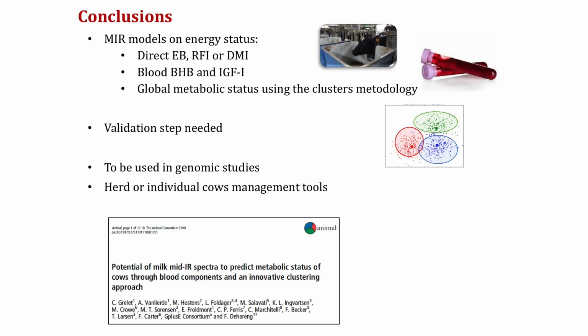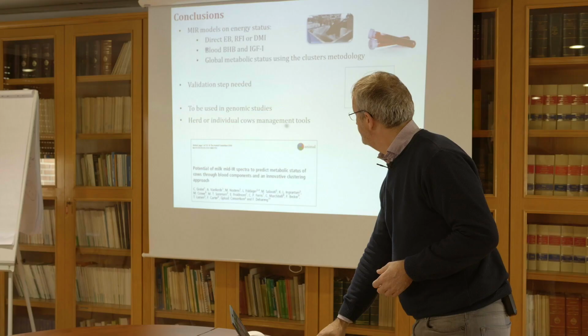And what is important, it's that it seems that we can create different models on energy status, but we need to validate all these models. We need to have in the future a validation step. But we can imagine that we can use these models to predict results to be used in genomics.